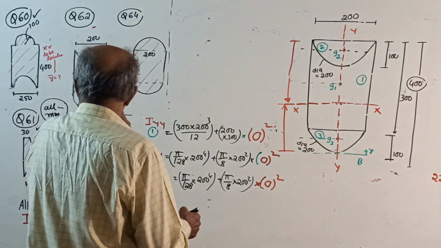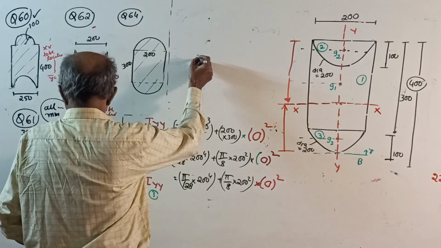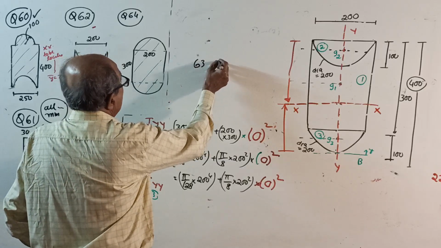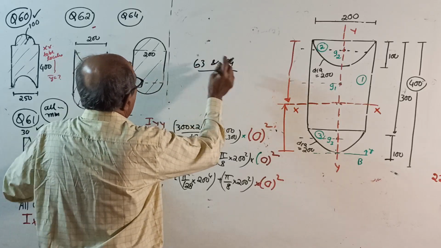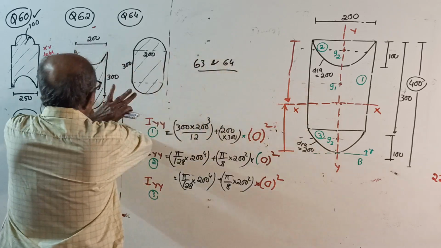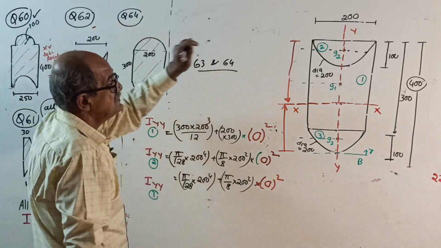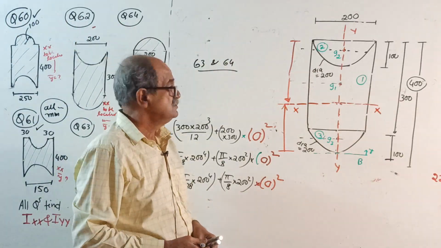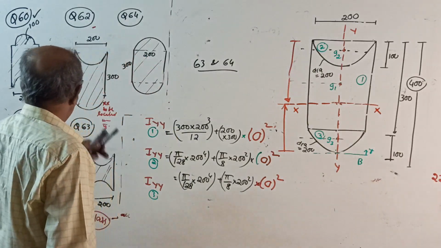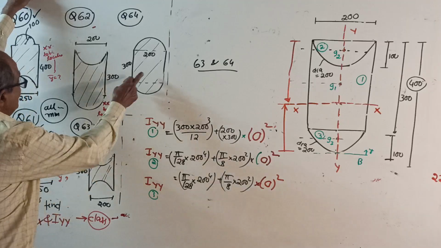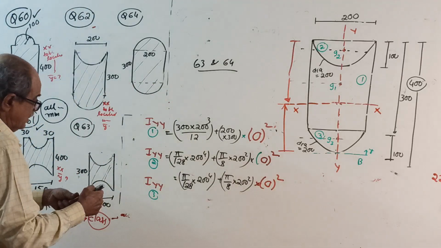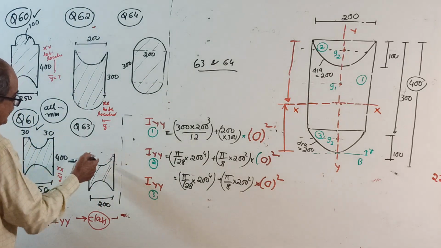Okay, now question number 63 and 64, I will do in a single stretch. I will remove the full board now. 63 I will write here, 64 I will write there. Make a note: for both 63 and 64, you can write the sketch here. When you start 63, you write here.